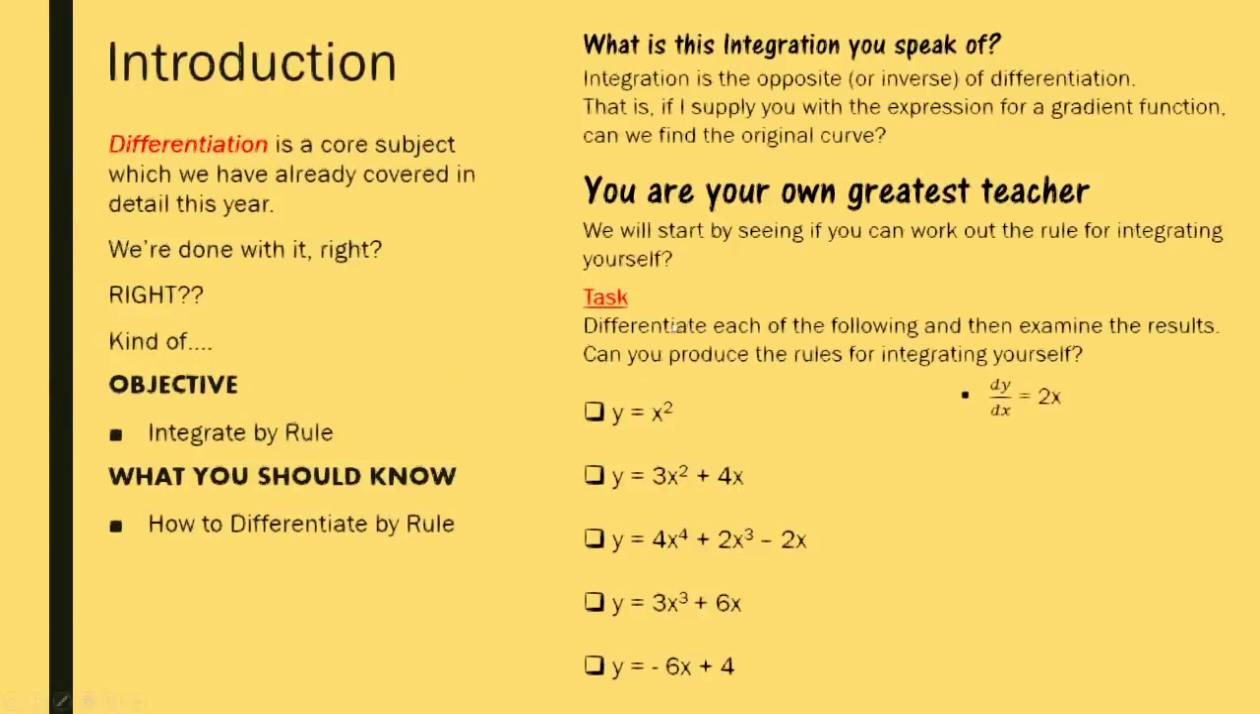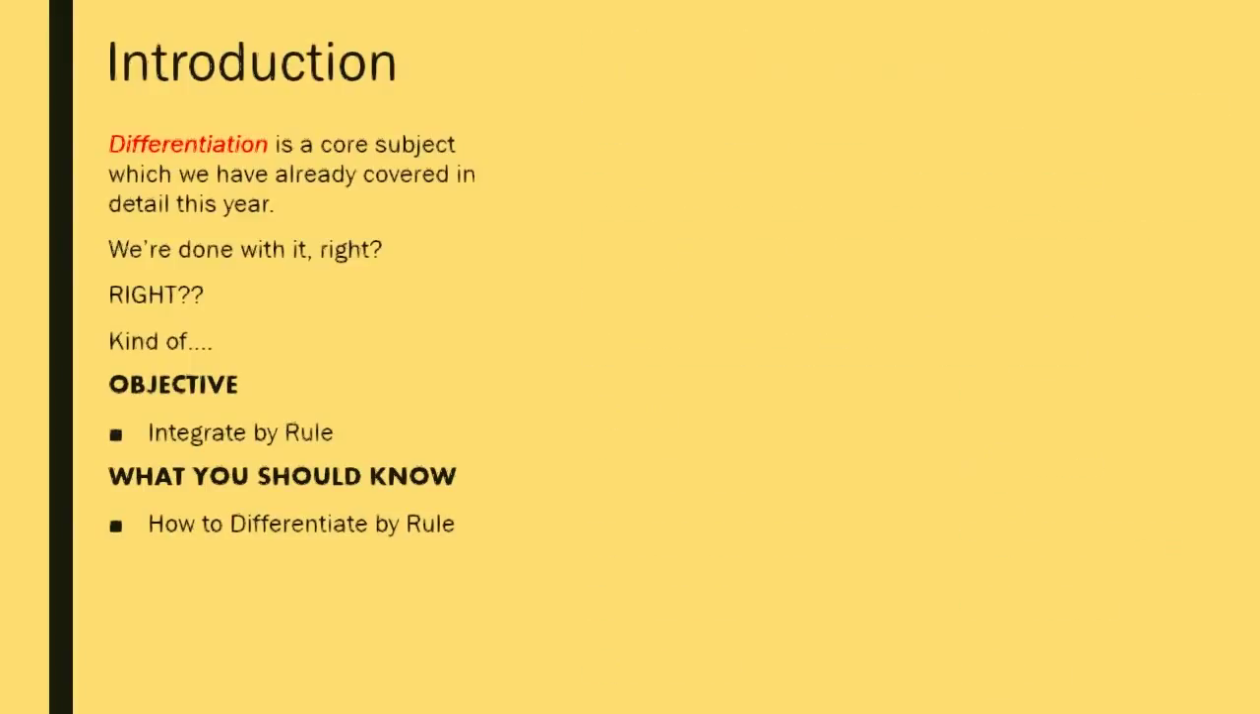For dy by dx for y equals x squared, you should get 2x. For 3x squared plus 4x, you should get 6x plus 4. For 4x to the 4 plus 2x cubed minus 2x, you should get 16x cubed plus 6x squared minus 2. For y equals 3x cubed plus 6x, the differentiated expression is 9x squared plus 6. And finally, for y equals minus 6x plus 4, you should get dy by dx equals minus 6. Okay, I'm going to step you through each of these and we'll have a look.